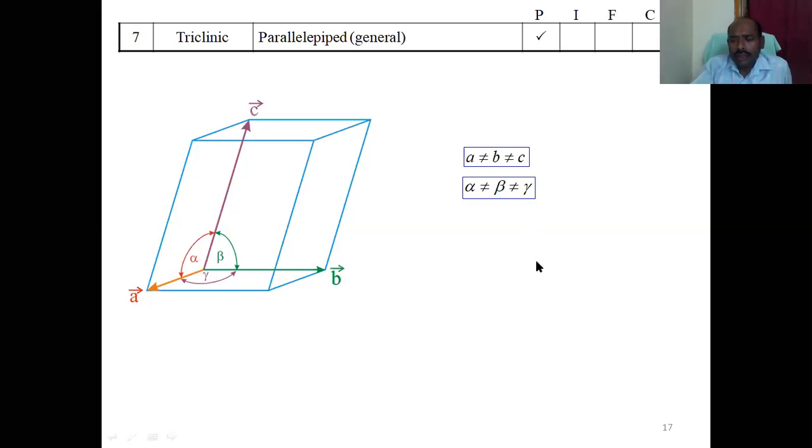So these are the seven crystal systems, classified according to their geometrical shape or geometrical symmetry, but according to the location of lattice points, there are different Bravais lattices we have seen. In total they are 14.